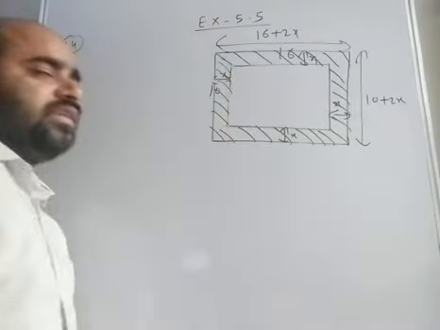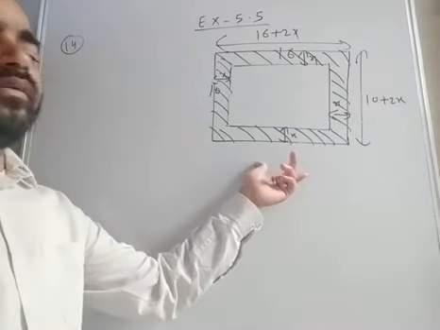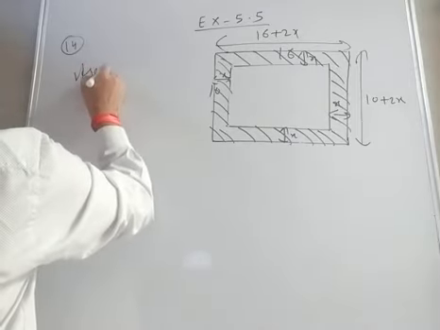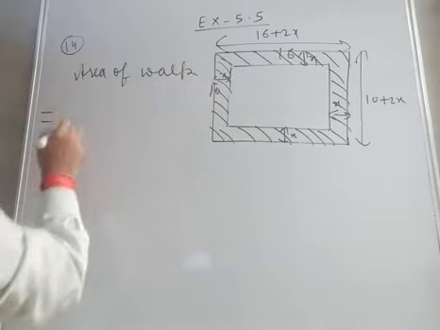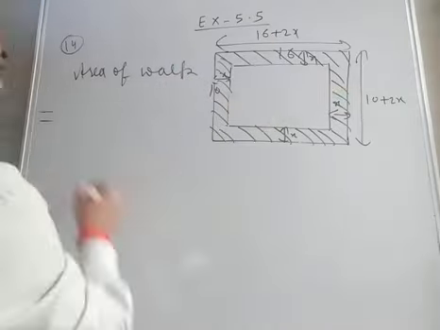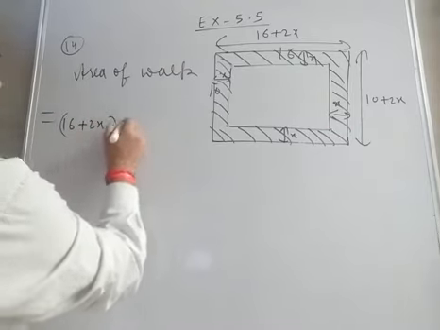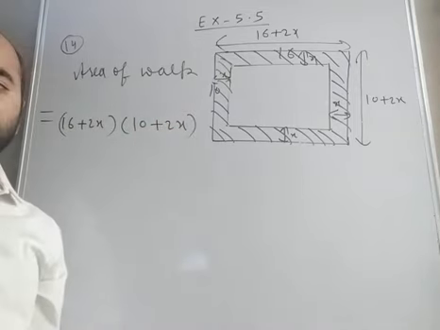Now how to find the area of the walk? Logically, area of bigger rectangle minus area of smaller rectangle. It means area of walk is area of bigger rectangle. What is the area of bigger rectangle? Length into breadth. It means (16 + 2x) into (10 + 2x).